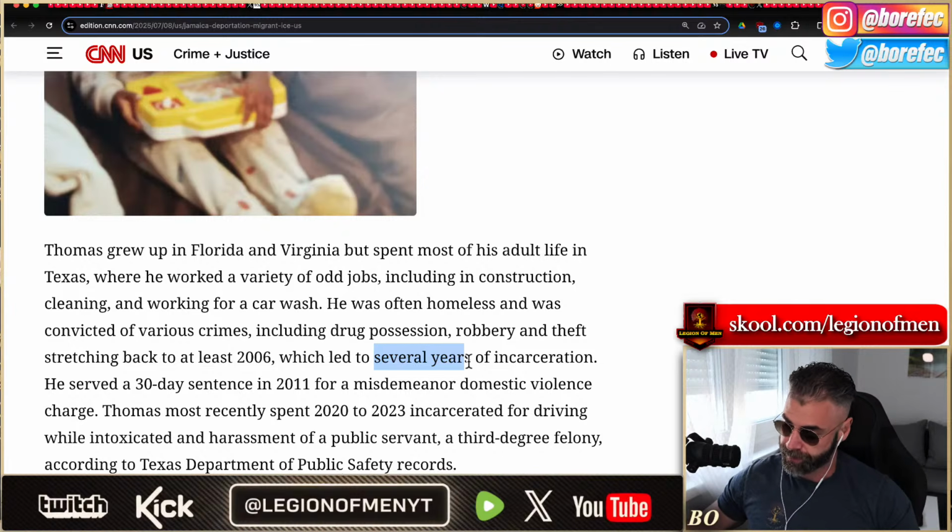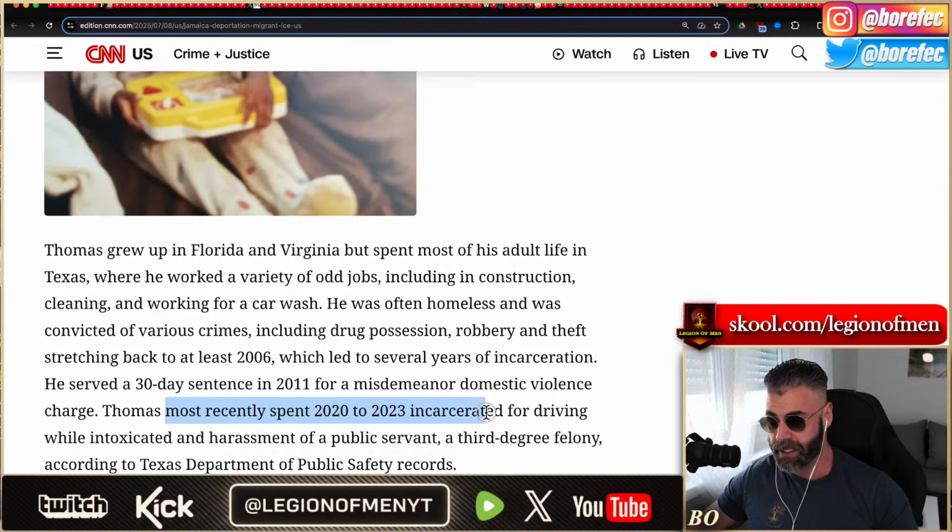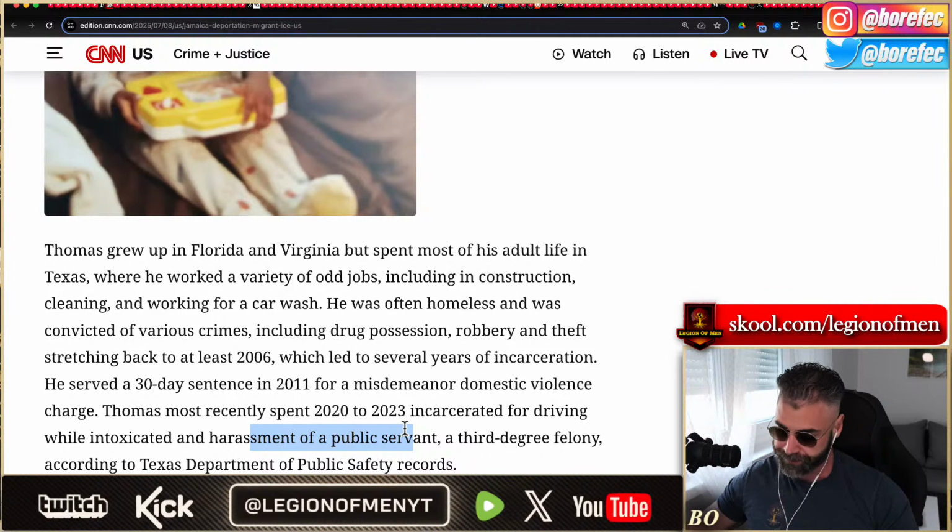Nope. This is the guy we're sending back? They're tugging on heartstrings with this guy who's done robbery and theft? Okay. Then he served a 30-day sentence in 2011 for misdemeanor domestic violence charges. Thomas most recently spent 2020 to 2023 incarcerated for driving while intoxicated and harassment of a public servant. Here we go. A third-degree felony.